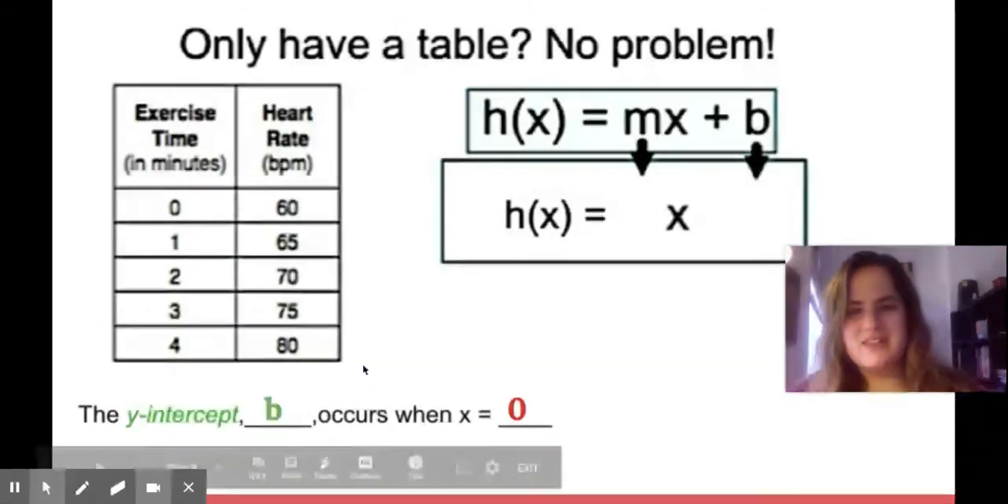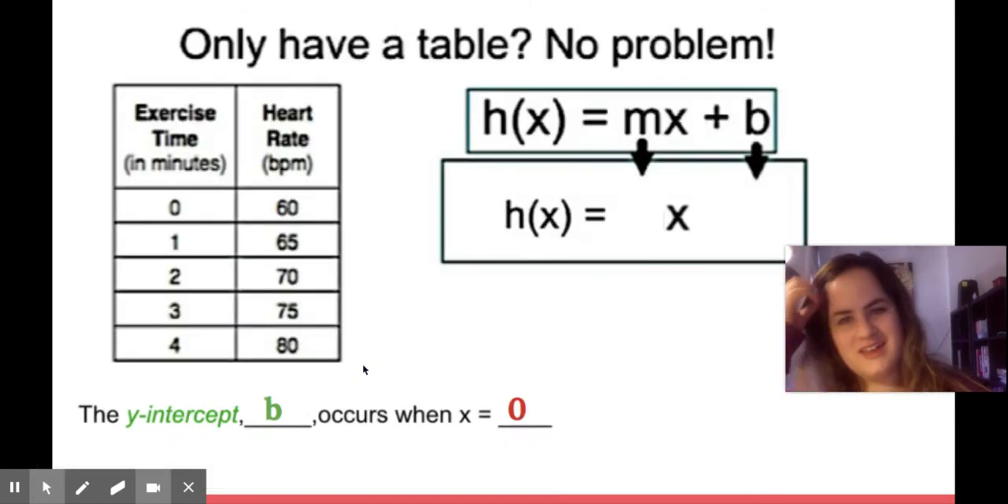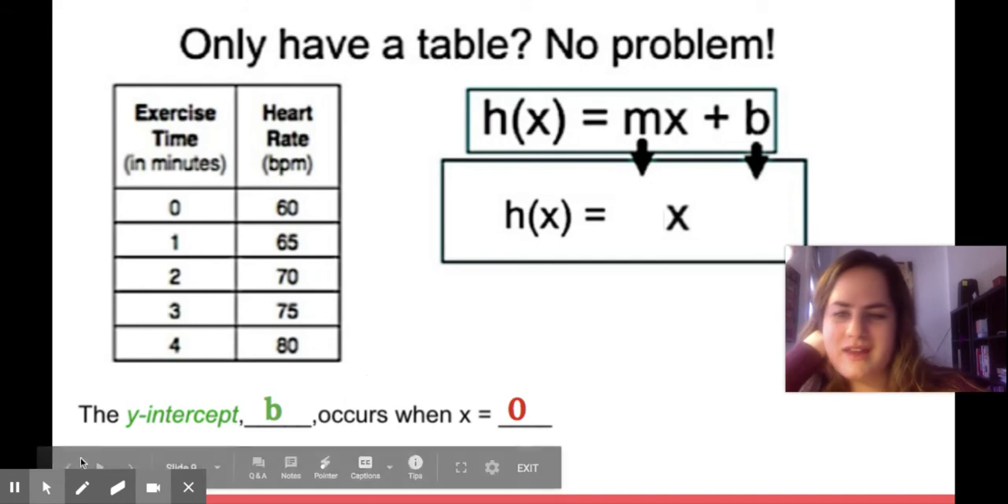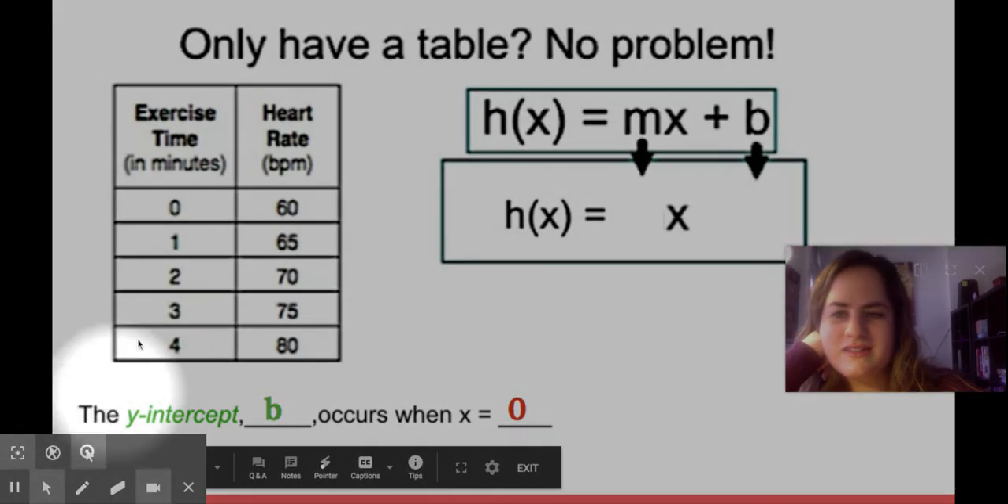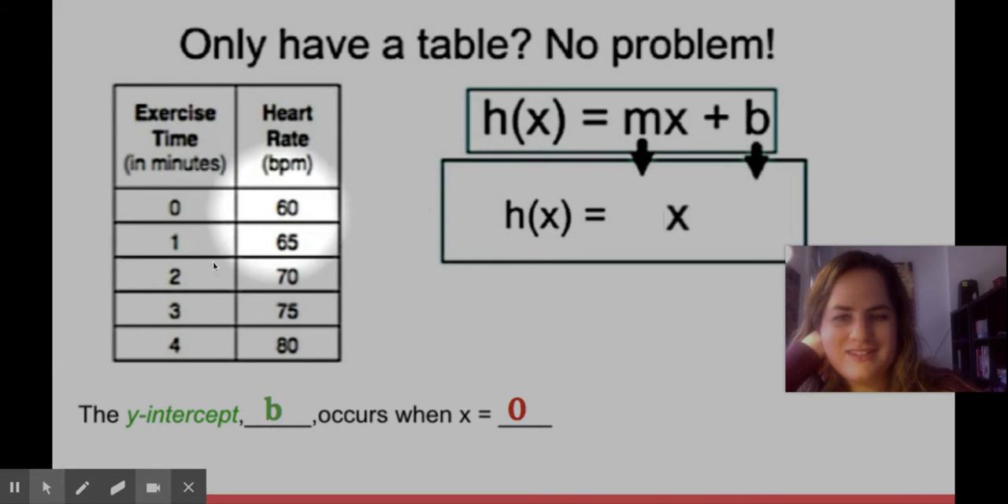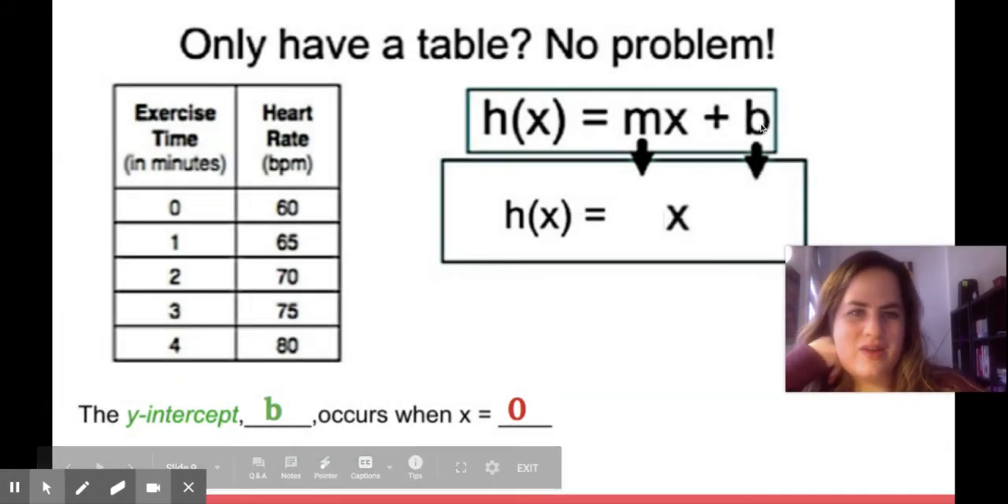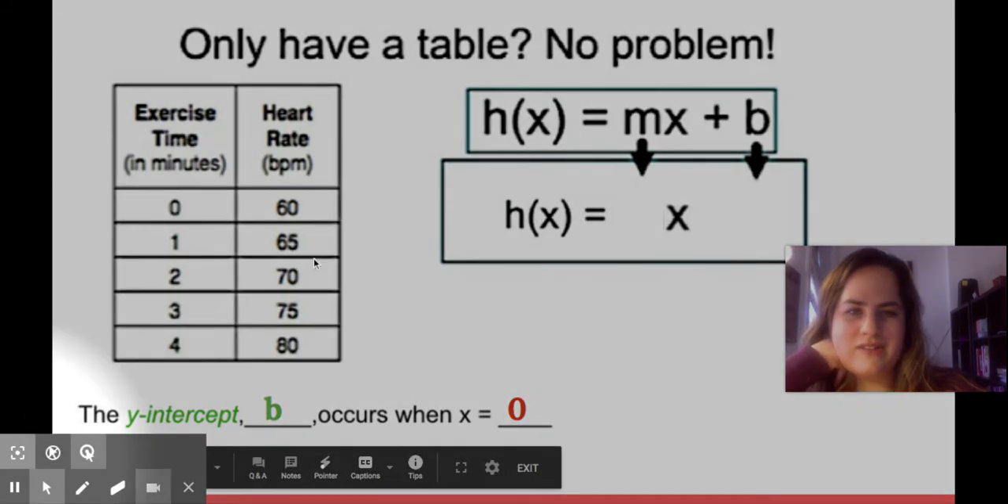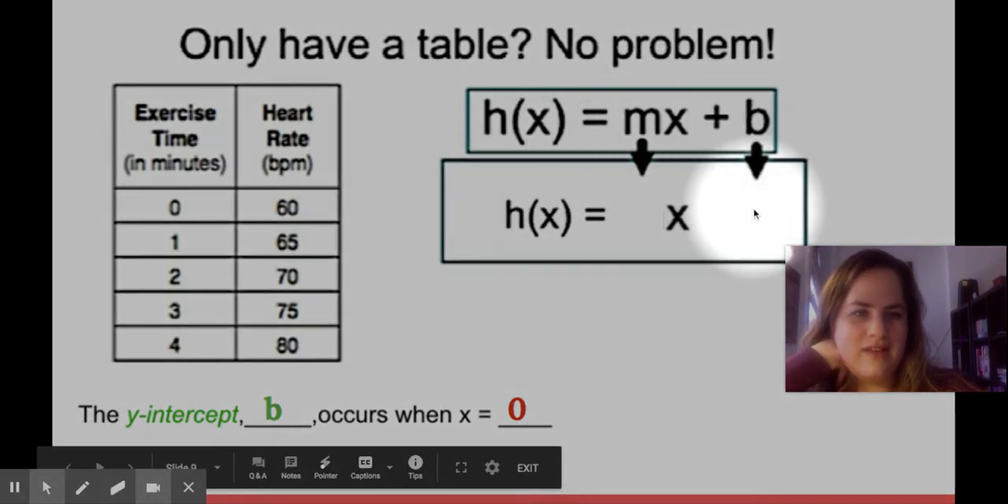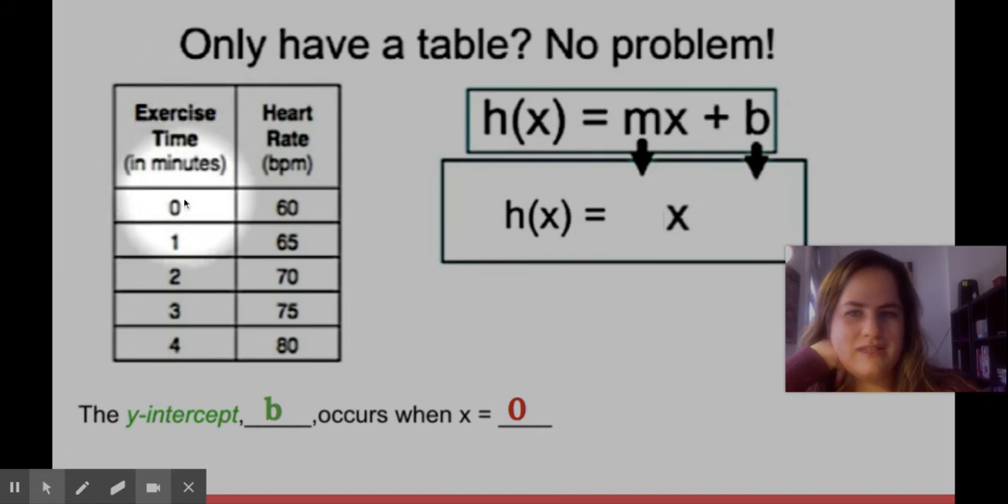Let's try this again with a more complicated looking table. So you're looking to see when x is 0. So right there, when x is 0, whatever number is across from it is the y-intercept. So I go to my equation of a line. The y-intercept always goes at the end there in that spot. So I look at my table, x is 0 and y is 60. So there we go, plus 60.